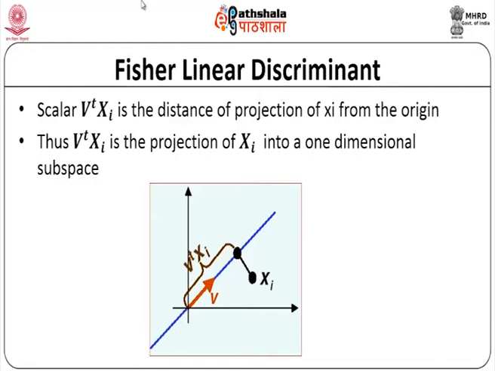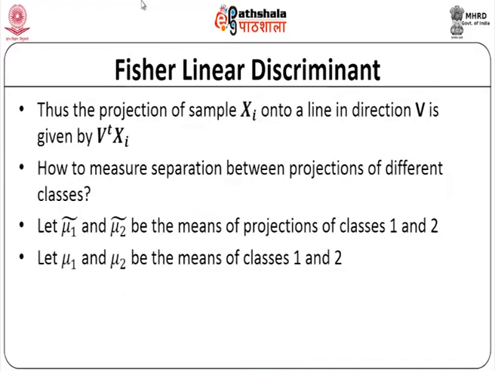Thus, v transpose xi is the projection of xi into a one dimensional subspace. So, you can see that vector. You have chosen a vector v and we are choosing to project xi onto that vector in such a way that the scalar v transpose xi is the distance of the projection point xi from the origin in the new one dimensional subspace. The projection of sample xi onto a line in direction v is given by v transpose xi.